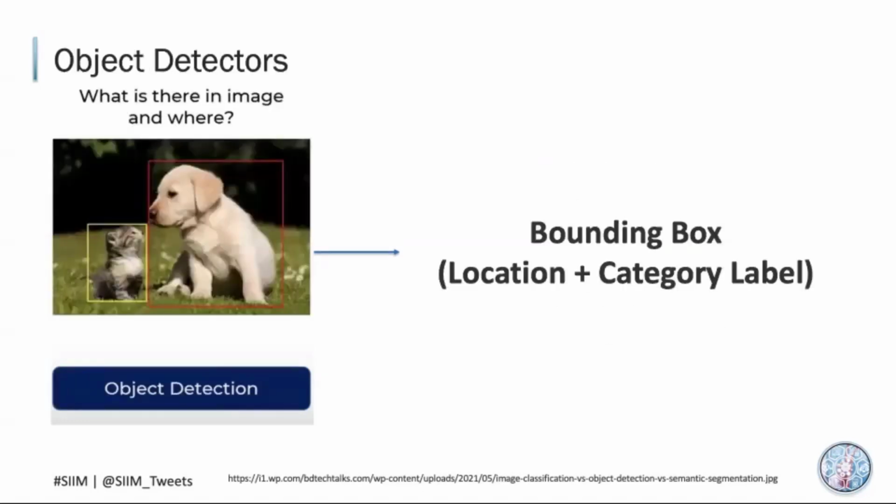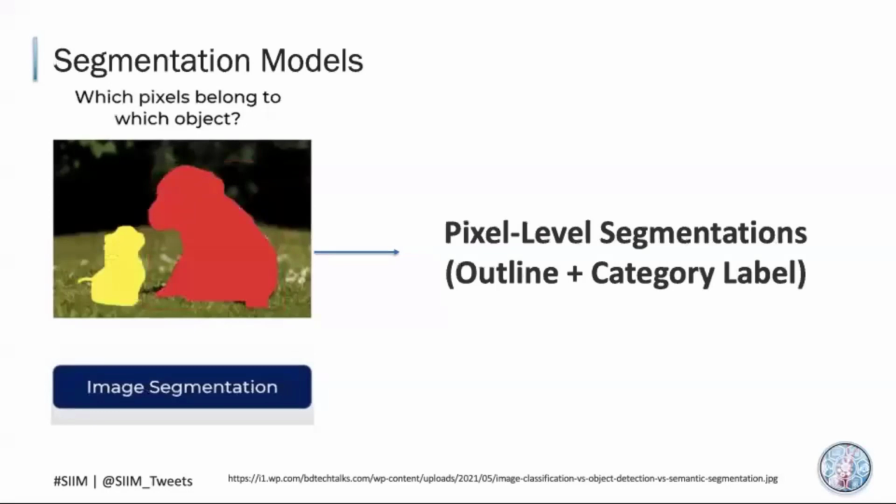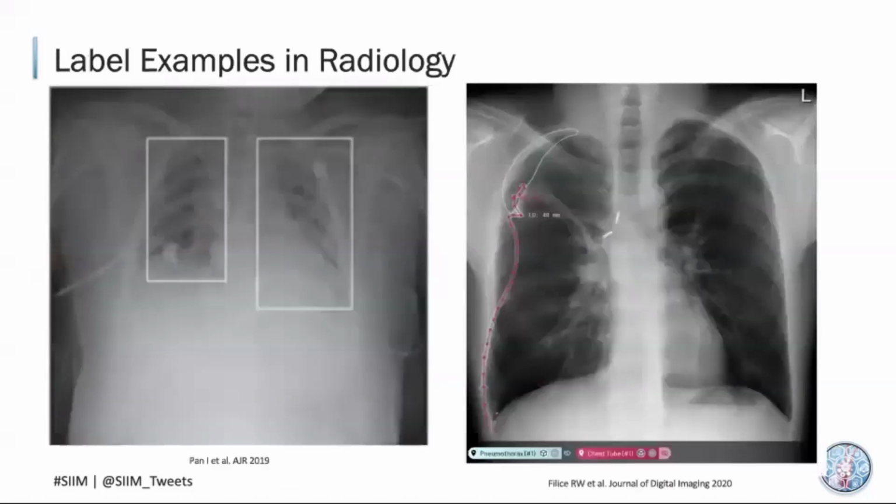Object detectors will require bounding boxes placed on the images directly along with a category label. This does require radiologists or other annotators to work directly with the images. And finally, segmentation models will require pixel-level segmentations with manual outlines of objects or items of interest, along with the category label. Below are some examples of annotations in radiology.